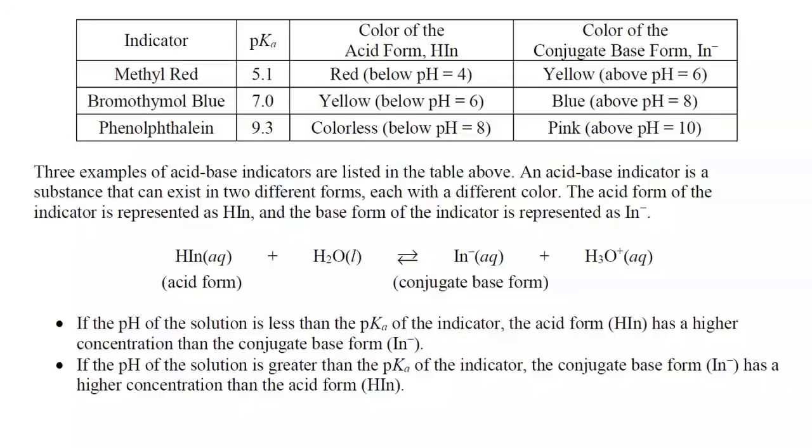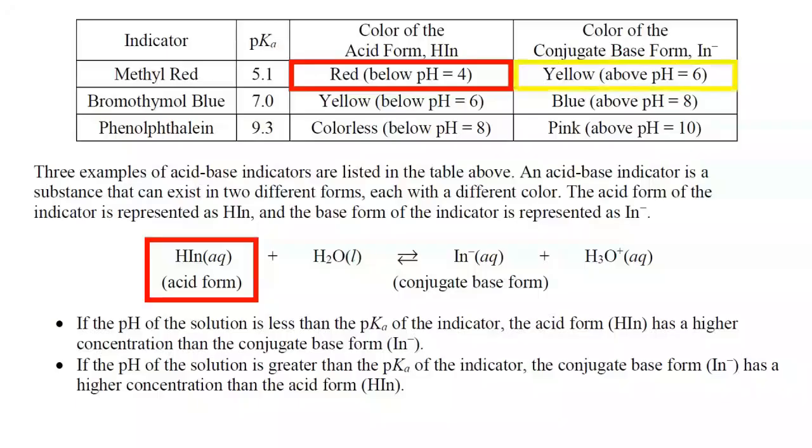Now let's go ahead and take a look at a specific example. I'll start with methyl red. Methyl red has a pKa value of 5.1. What happens is that when the pH of the solution is approximately 4 or lower, then the red form or the acid form of the indicator dominates in solution. But when the pH of the solution is approximately 6 or higher, then the conjugate base form or the yellow form of the indicator dominates.